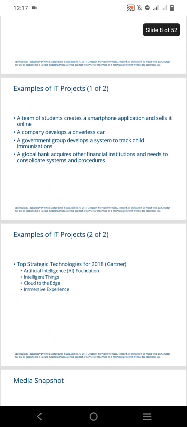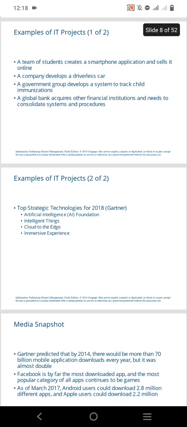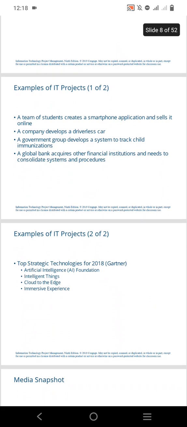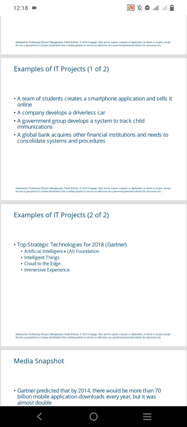Talking of examples of IT projects, there are different examples. Web development is one example, software development, data management, hardware installation, and so on. All these are examples in addition to the ones given on the slide. So if a company is developing a driverless car, that is a project. That is a development, right?